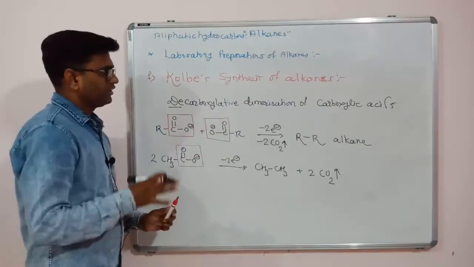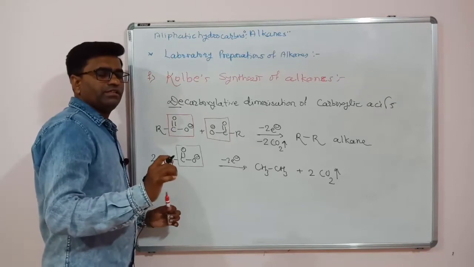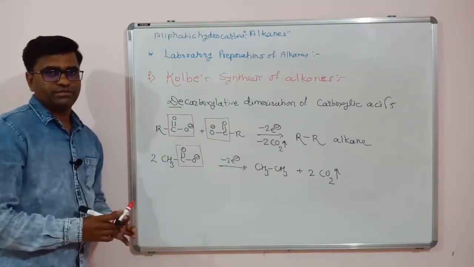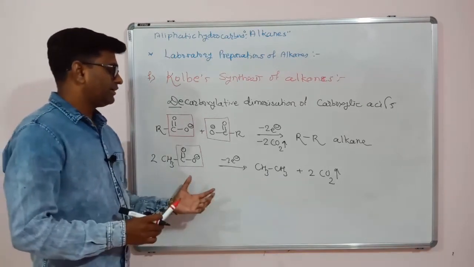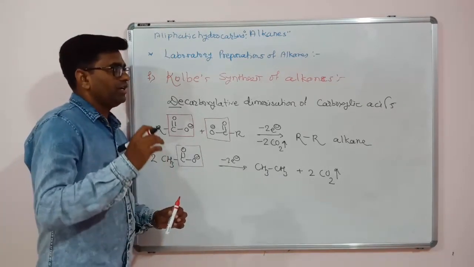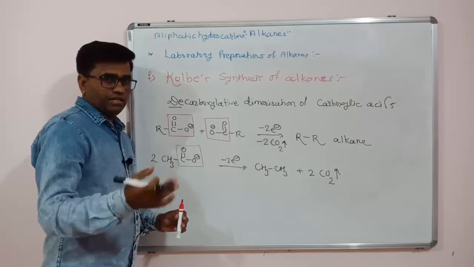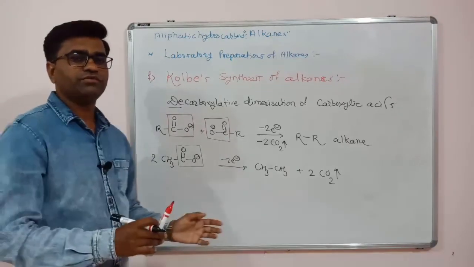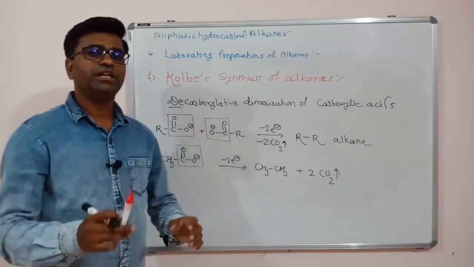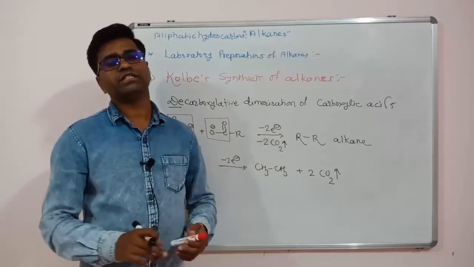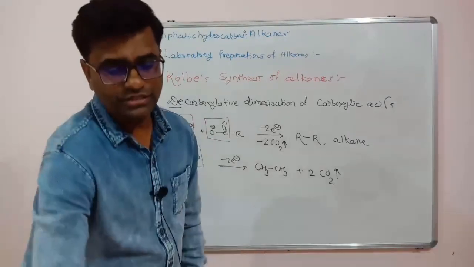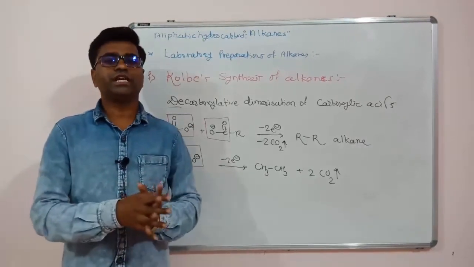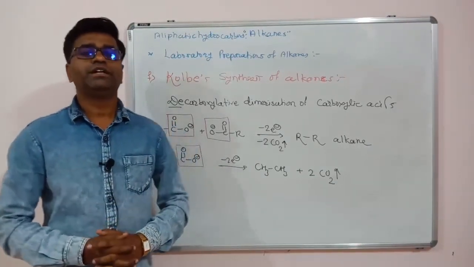So this is also a good method for the preparation of symmetrical alkanes with an even number of carbons, while it is very bad for preparation of unsymmetrical alkanes with an odd number of carbons, because there are chances of formation of self dimerization, intermolecular dimerization as well as intramolecular dimerizations. So there is the possibility of formation of multiple products, and the isolation and separation of these products will be difficult.